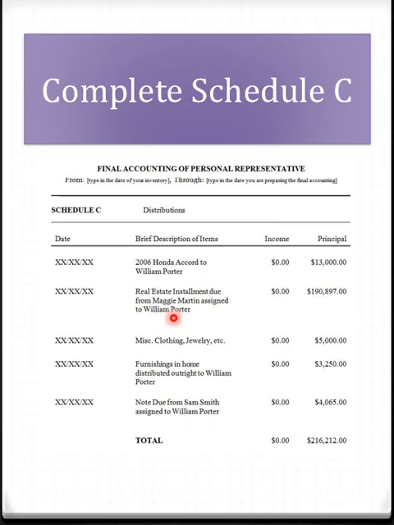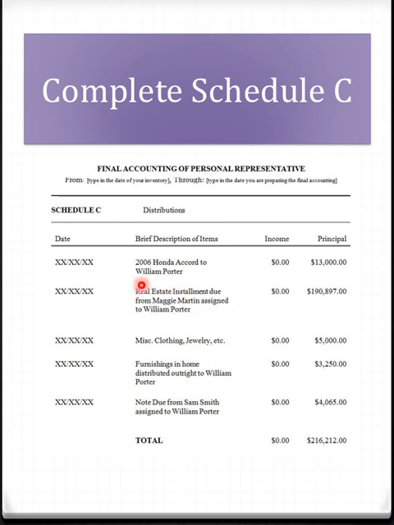The same is true of this note from Sam Smith. You pick a date that this assignment would have taken place, but here's the note. It's a piece of paper, but it's an asset worth $4,065, and we're assigning it to Mr. Porter. So he can now collect on this note, and he will also collect on the installment note due here.